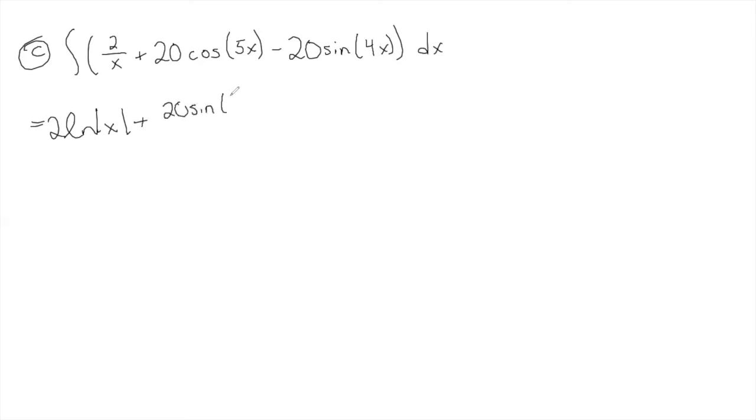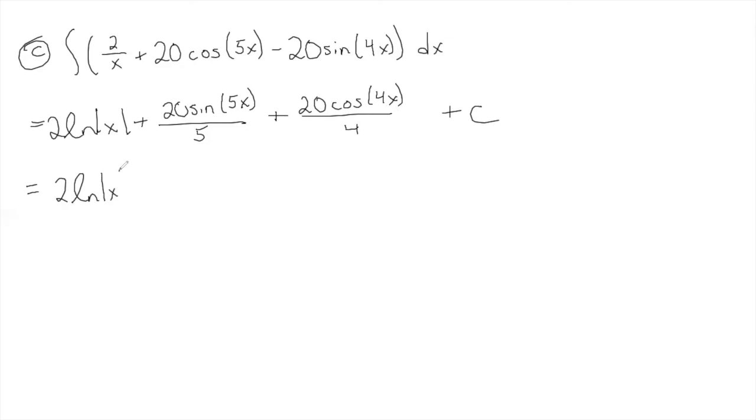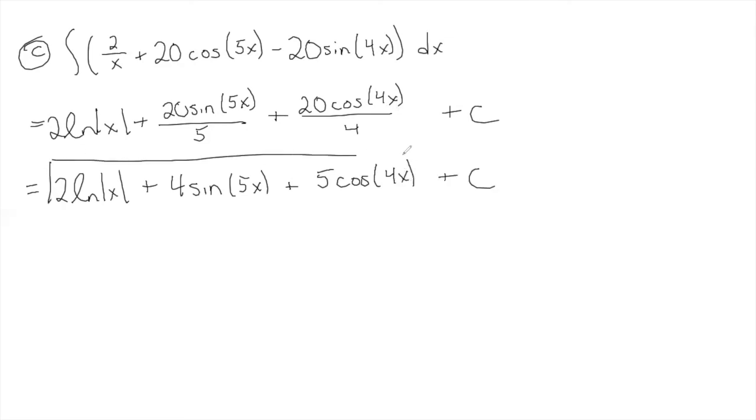20 sine of 5x divided by 5. And then I get, well, the integral of sine is negative cosine, but there's already a negative here, so I should get a plus 20 cosine 4x over 4 plus c. So I still have 2 ln absolute value of x plus 4 sine 5x plus 5 cosine 4x plus c. And that'll do it for that one.